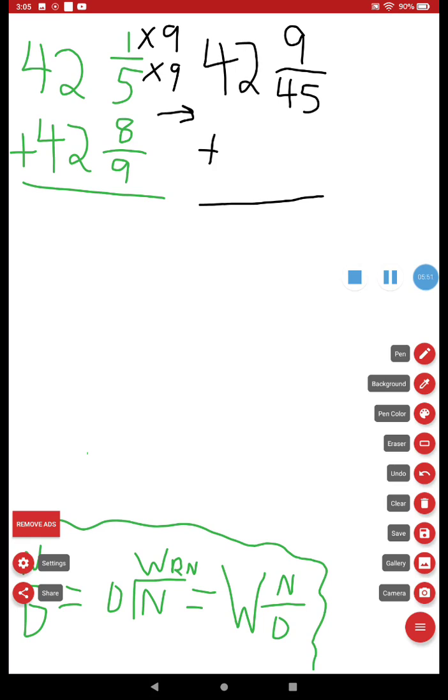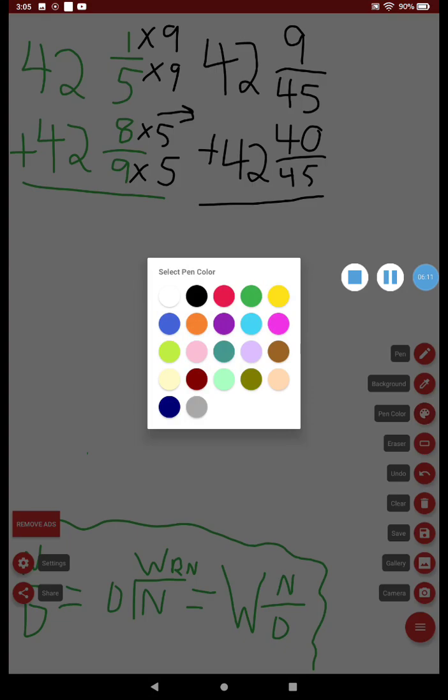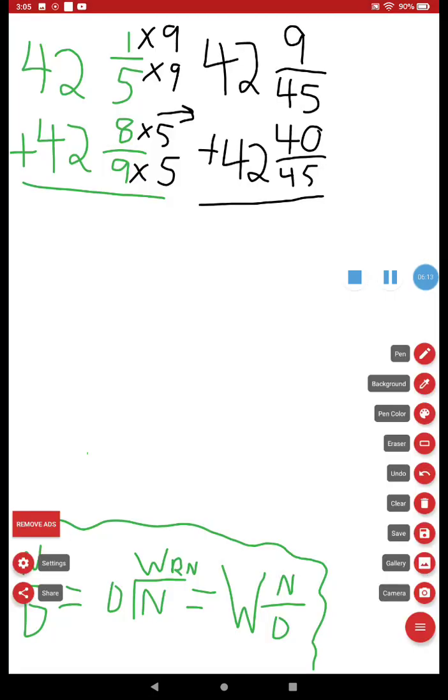9 times what equals 45? Well, 9 times 5. Write the fraction bar, 45. 8 times 5 is 40. And my 42 stays the same. Now we can go ahead and add them together. 40 plus 9, because remember 45 is still going to be my denominator. It's going to be 49.